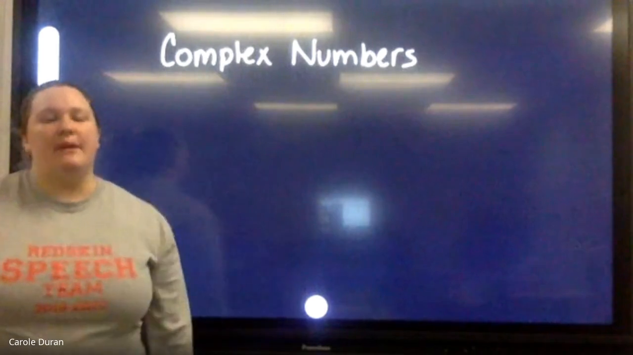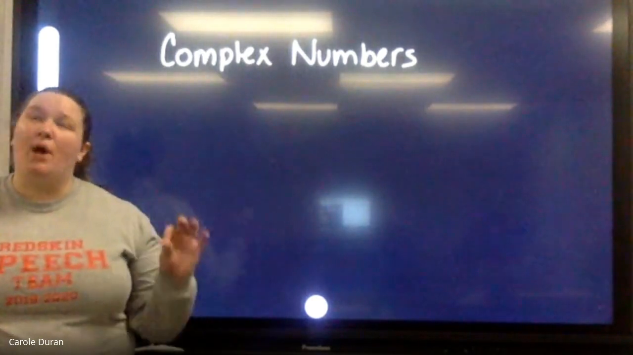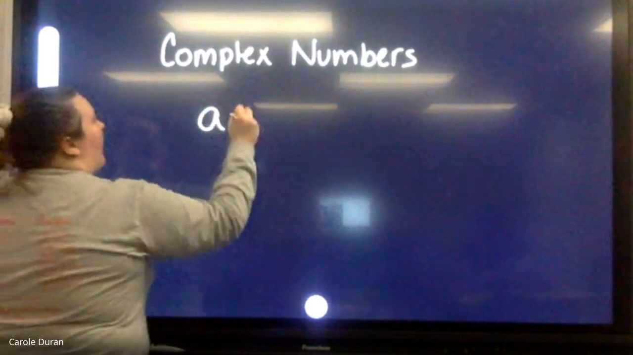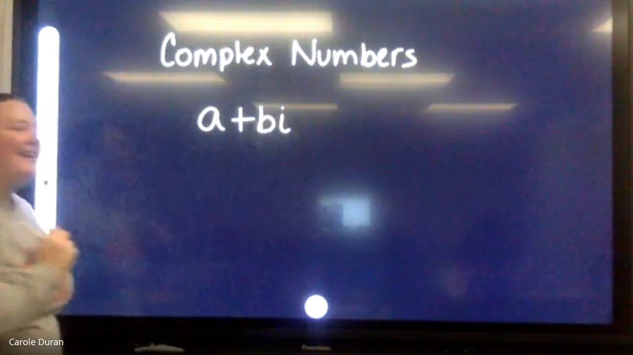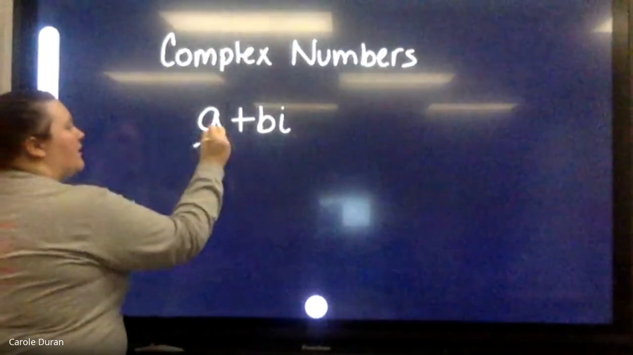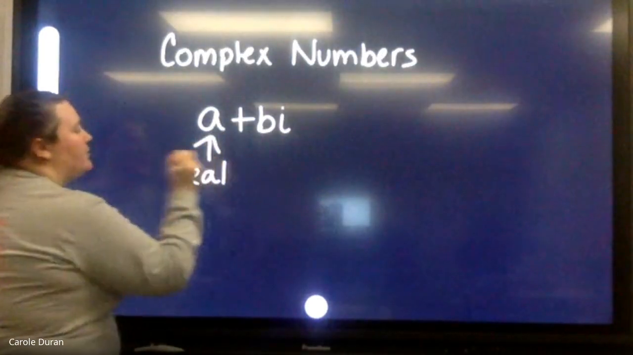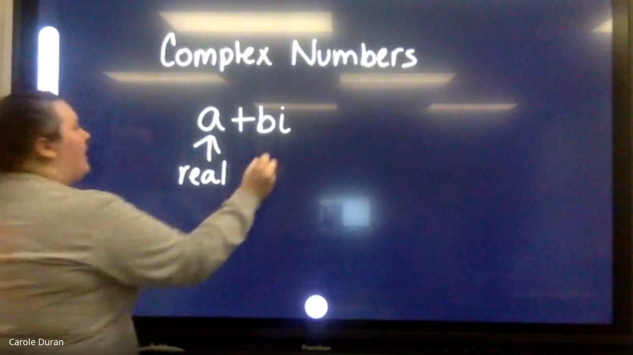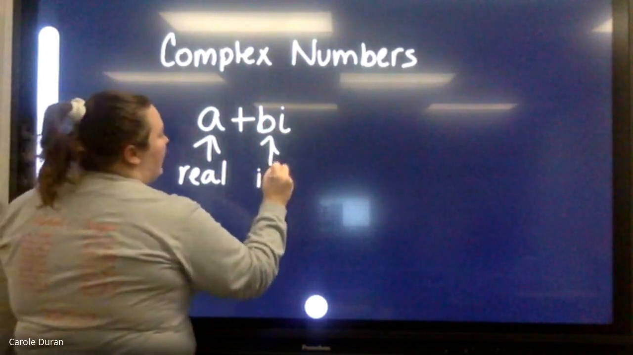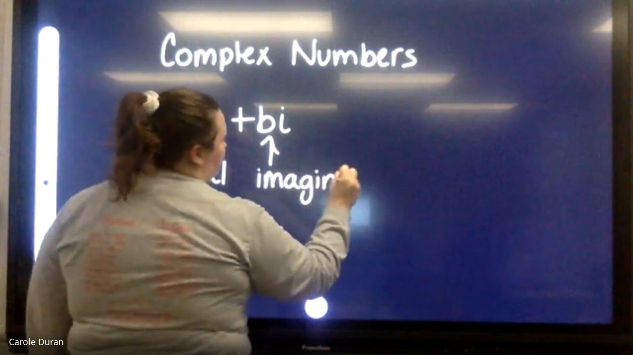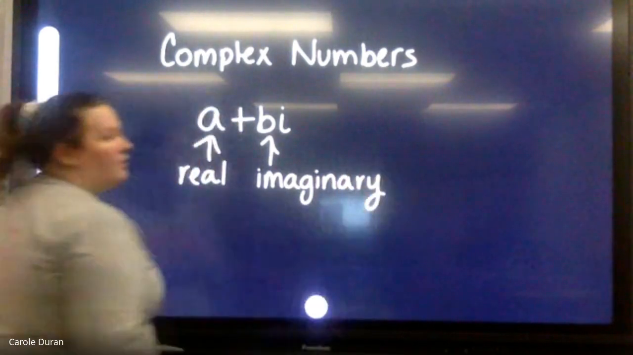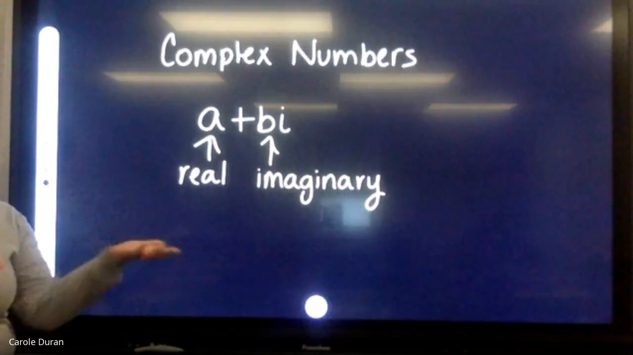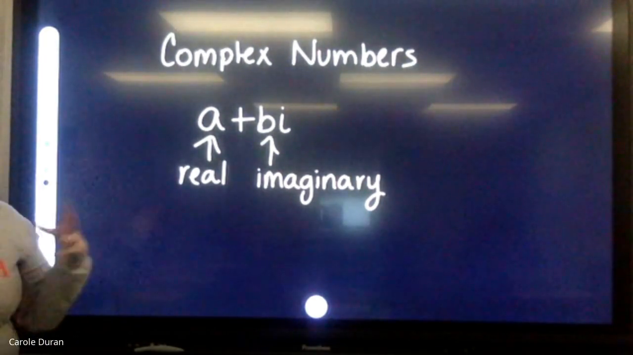A complex number is a number that is composed of an imaginary part and a real part. So if I have the number a plus bi, a is the real part, a whole number that we acknowledge exists in our real number system. And then we have our imaginary part, which has the i on it. An i indicates the imaginary part. A real and an imaginary together create a complex number.